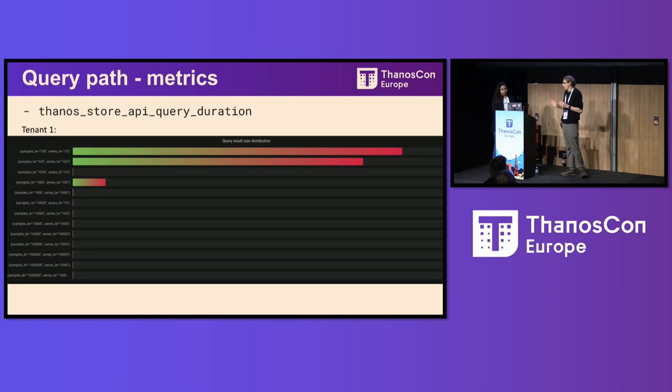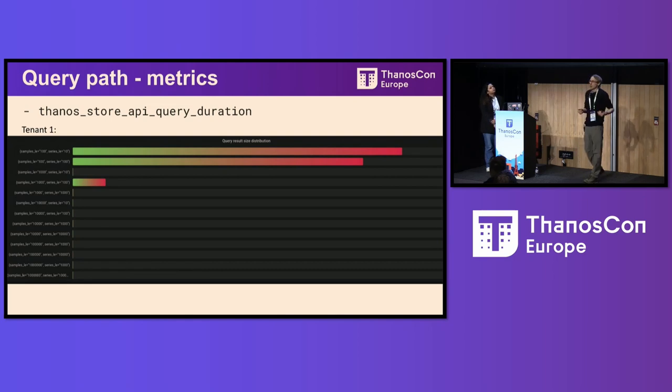There's a bunch of different buckets you can see on the left-hand side. On the right side is how many times this tenant made a query where the result is of that size, right? So this first tenant is making quite a lot of small queries. You can see basically all of the queries it's making return less than 100 samples and 100 series. So quite a small set of samples.